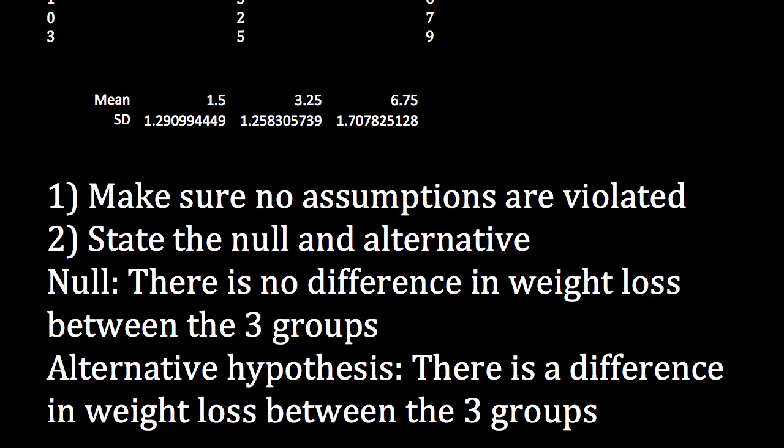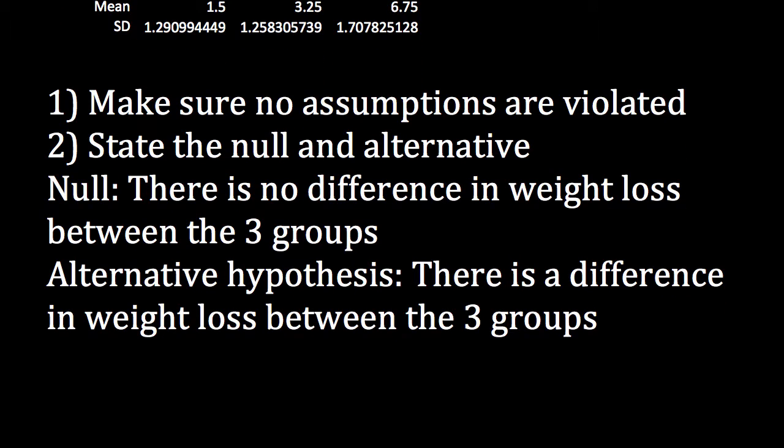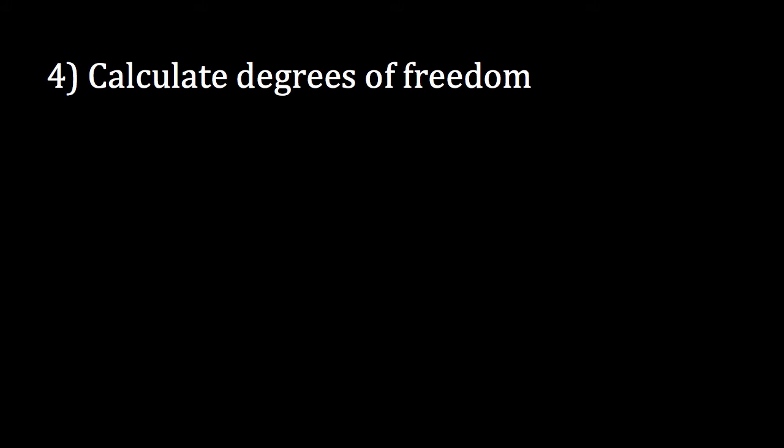Our next step is to state the alpha. Let's just state an alpha of 0.05. And our next step is to calculate degrees of freedom. So this is the point where we'll go to our online calculator. This is the same site that we used for the t-test. You want to go to this site and then click on ANOVA. That will take you to this page.